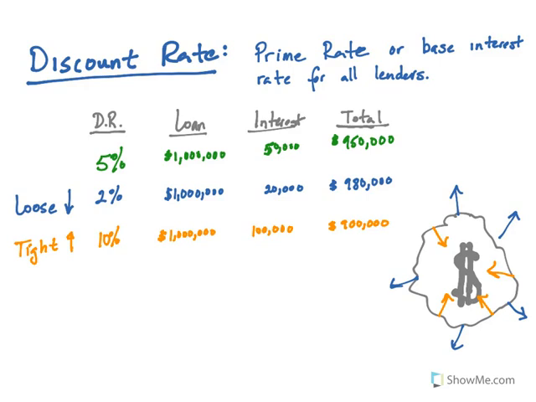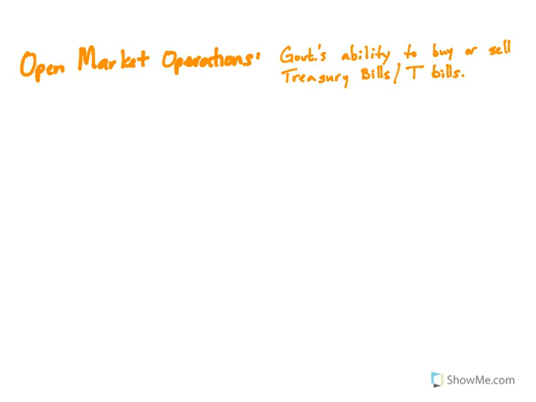The final tool that the Fed uses is one called open market operations. The open market operations is simply the government's ability to buy or sell treasury bills. They're buying or they're selling.